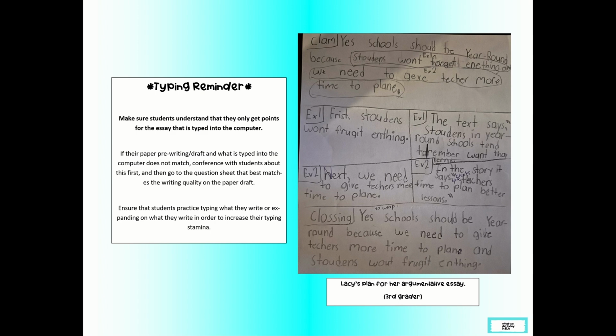Lacey is a 3rd grader and she likes to write her essay out in this format so she can ensure she has the 3 parts, but then she does a good job of transferring that into the computer. So hers did match. But if they don't, make sure to address that. But again, go beyond the score, look at that scratch paper to see what they actually came up with.